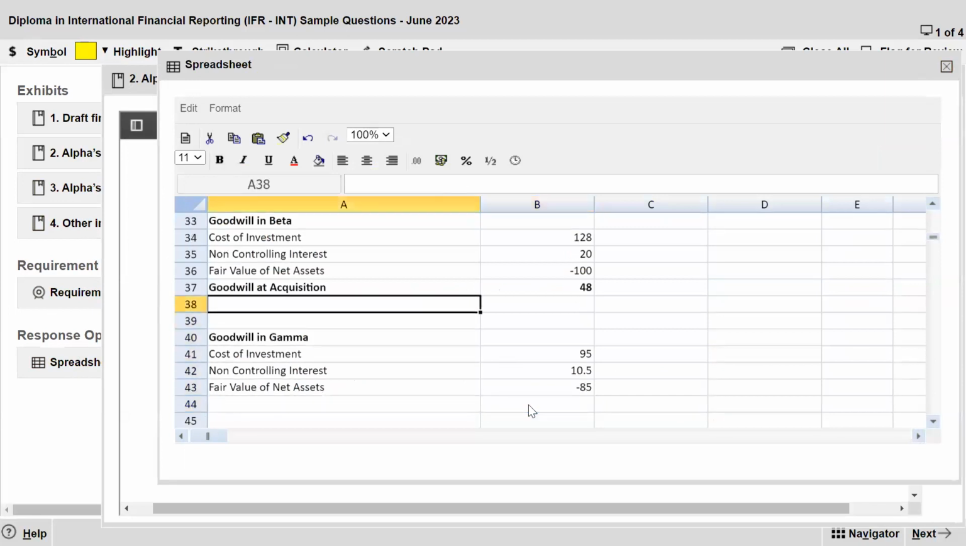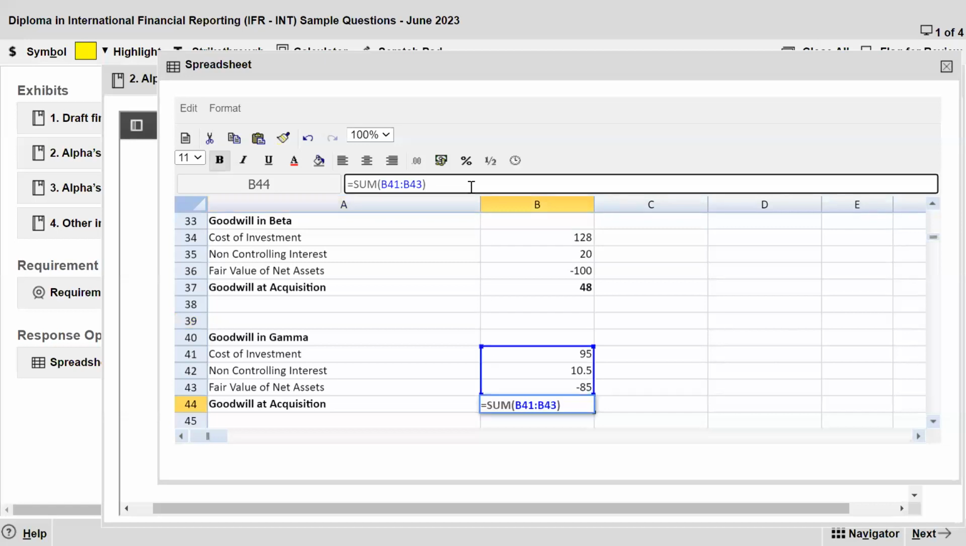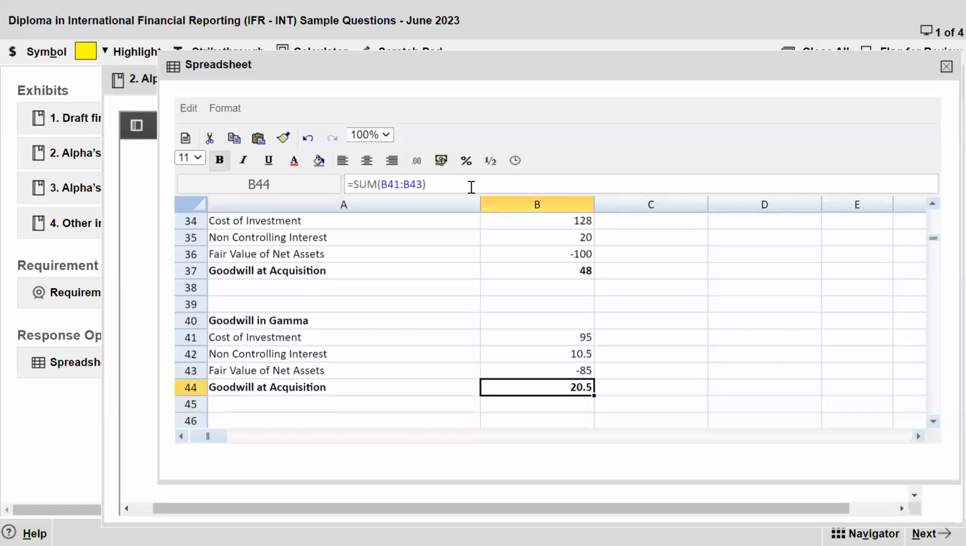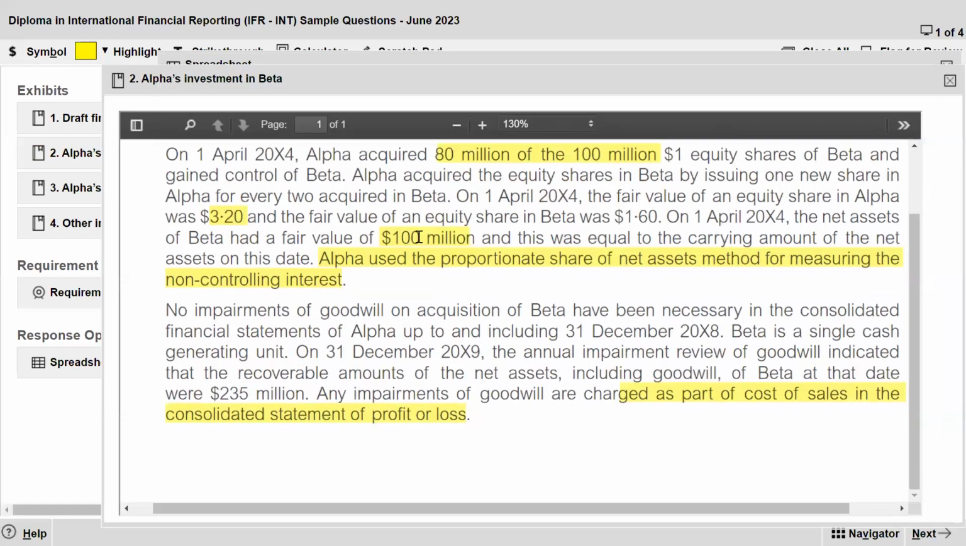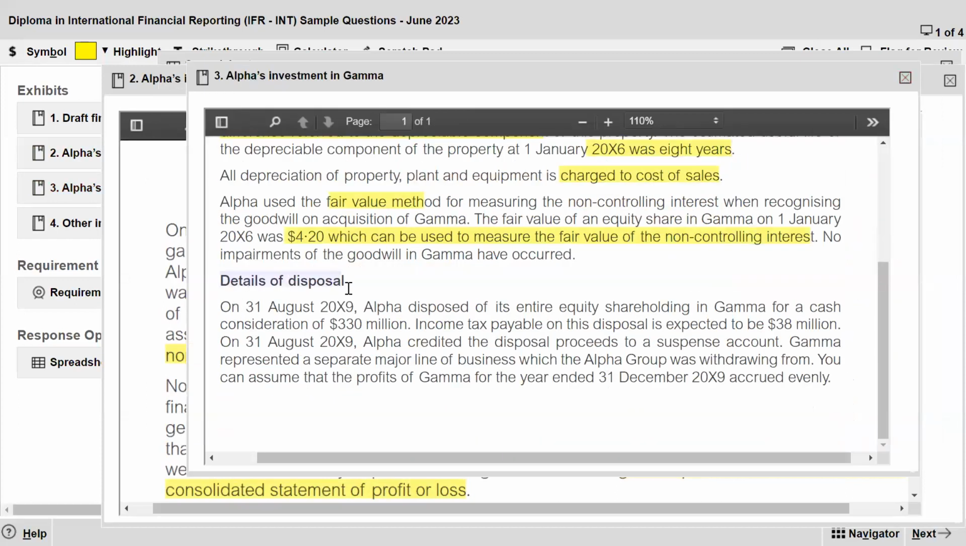Hence, this is what the goodwill at acquisition is going to be. The goodwill at acquisition is going to be 20.5 million. This is the goodwill in Gamma. So we've been able to calculate the goodwill in Gamma now. Right? Now, what next is there? Can you just go through this and see what he is saying with respect to the disposals?